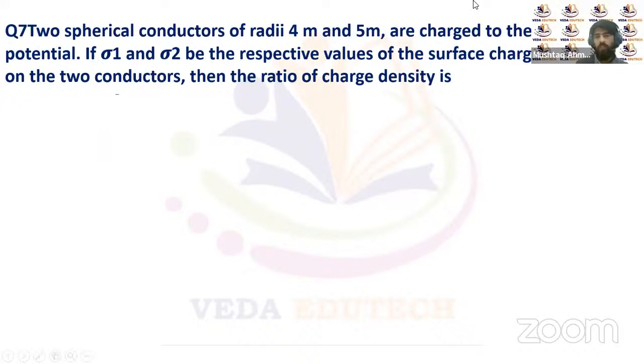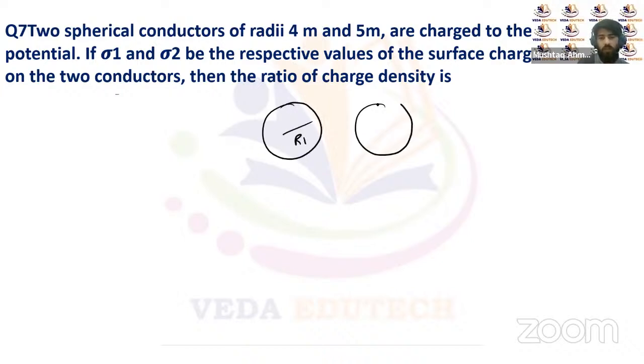Now moving on to question number 7. It says that we have two spherical conductors of radii 4 meter and 5 meter, and they are charged to the same potential. If sigma 1 and sigma 2 are the respective values of the surface charge density on the conductors, then what is the ratio of charge density? One conductor is of radius r1 and another is of radius r2, and both have the same potential V.